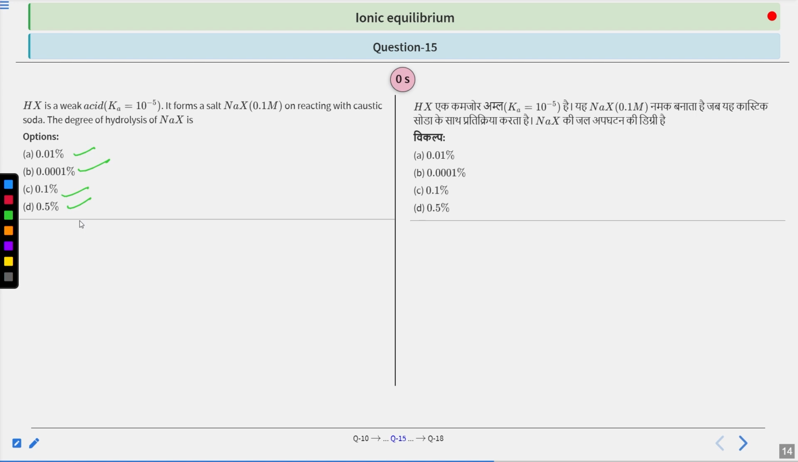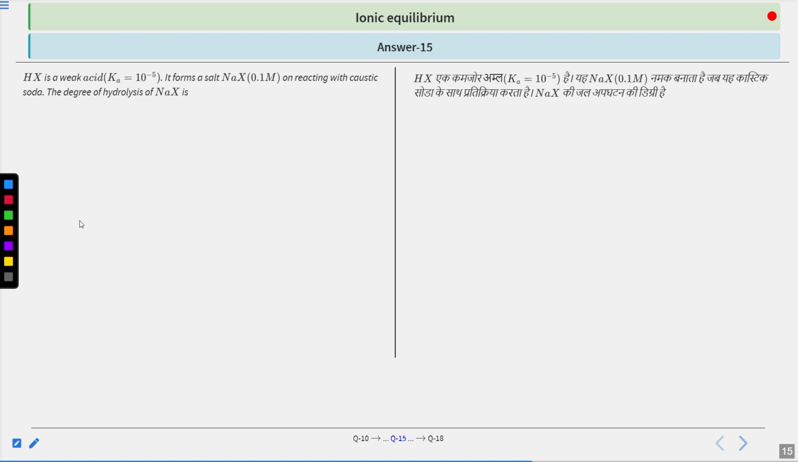The time is up for this question. We are given an acid which is a weak one whose Ka value is 10 to the power minus 5. And now it is forming a salt whose concentration is 0.1. And this we are getting by reacting it with the caustic soda. You have to find the degree of hydrolysis of this NaX. The correct answer is 0.01, which is the first option.